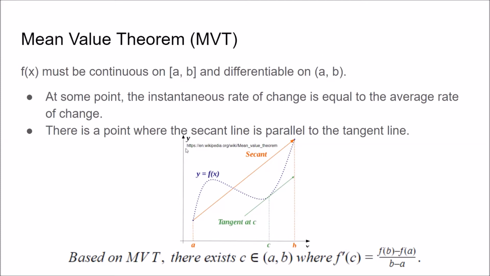Now, as proof on the AP test, you must say that based on MVT, there exists a point on AB. This may look complicated, but this is simply saying that there's an x value on AB where the instantaneous rate of change is equal to the average rate of change.